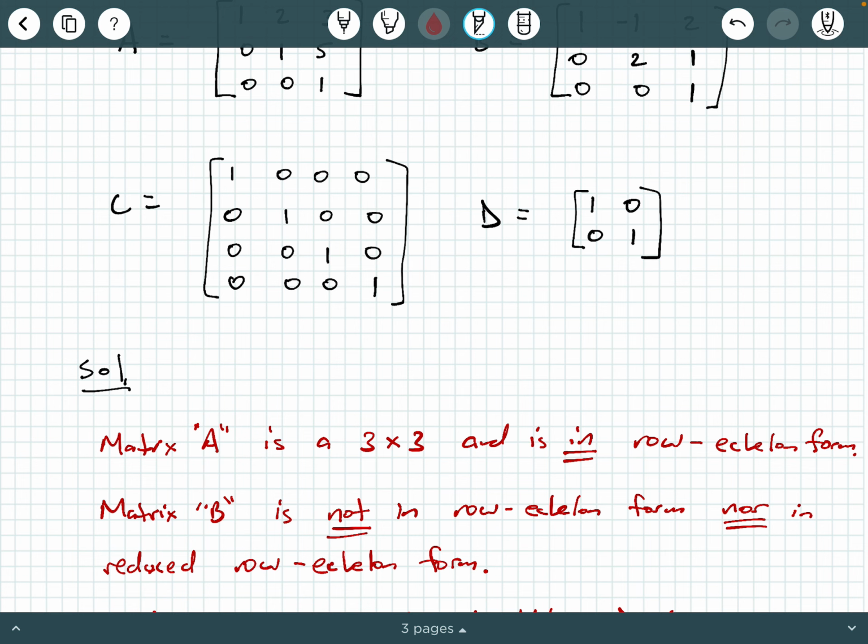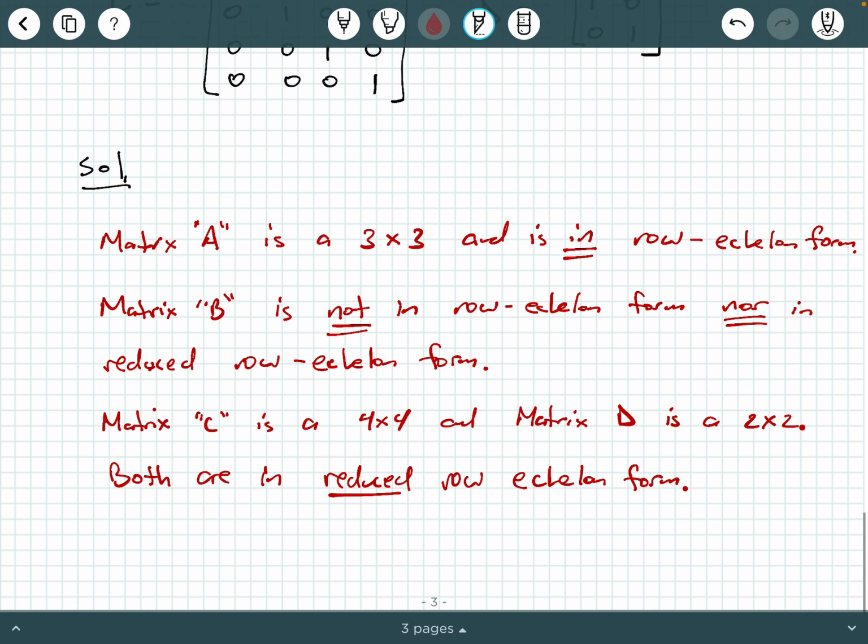That's basically just identifying row echelon form. And what we're going to do is use this information when we're solving systems of equations using matrices, and that's what we're going to do in the next couple of videos.